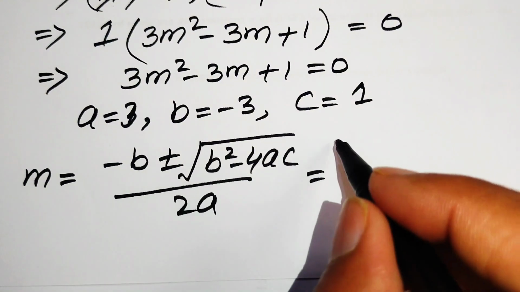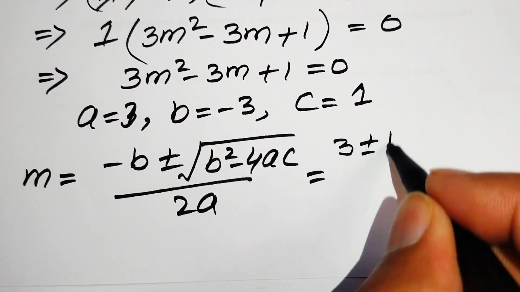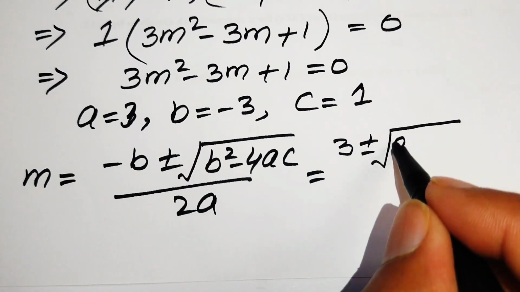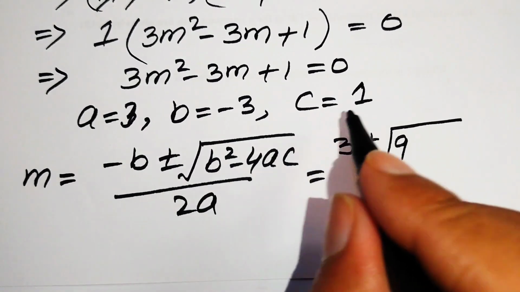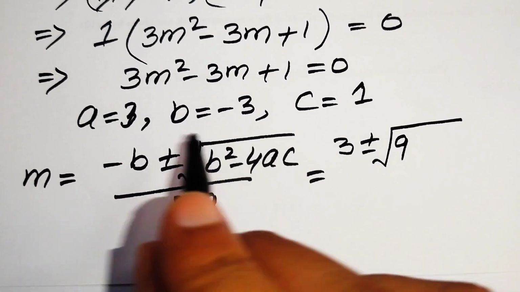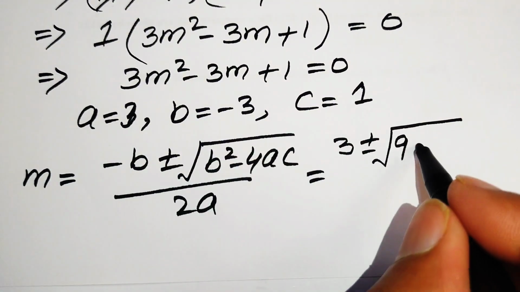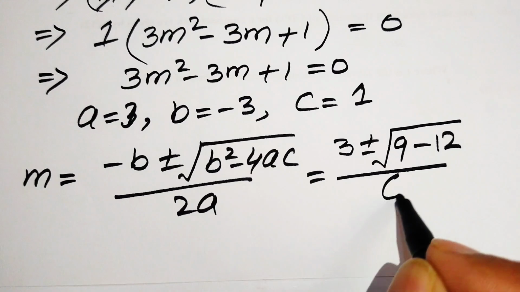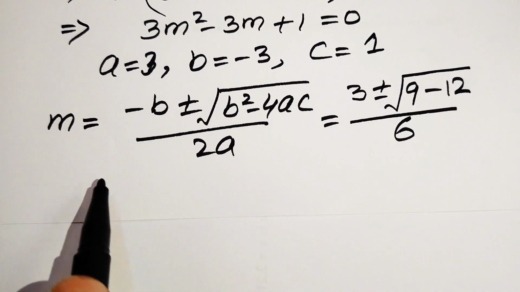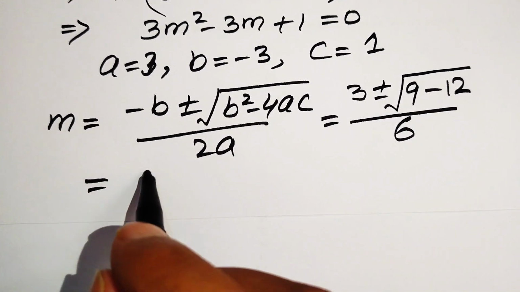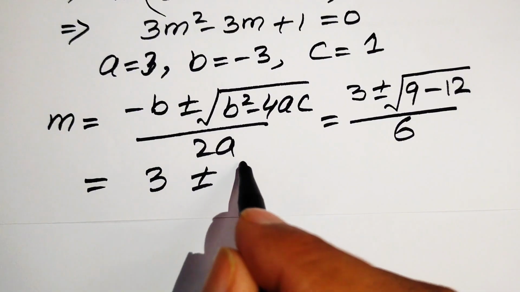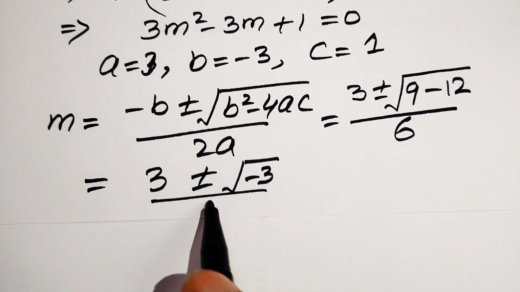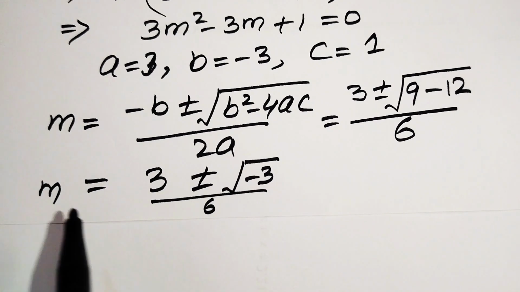And we get minus times minus becomes plus 3, plus minus square root of b square. So b is minus 3, and minus 3 square becomes 9, and minus 4 times ac. So a is 3 and c is 1, so we get here minus 12, divided by 2 times a, which is 6. So here we need more simplification, so we get 3 plus minus square root of minus 3, divided by 6.